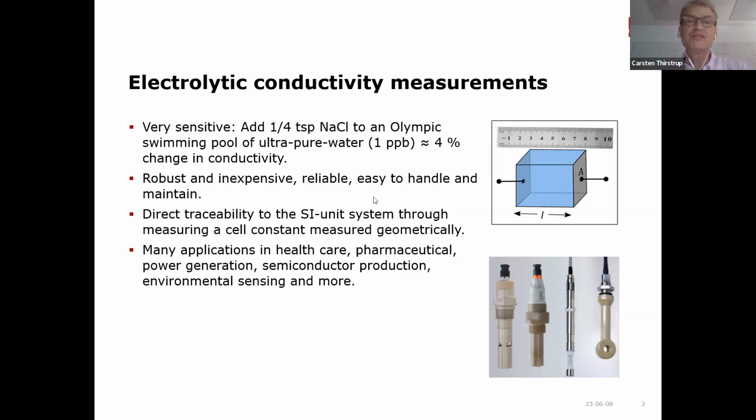And one attractive feature by those sensors is that electrolytic conductivity measurements give direct traceability to the SI unit system. If the sensors comprise an electrolytic conductivity cell, we can measure the size of the cell geometrically, and that gives us direct traceability. And here's a photo of some commercial electrolytic conductivity sensors.